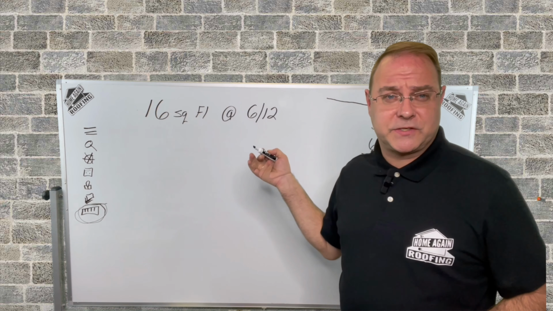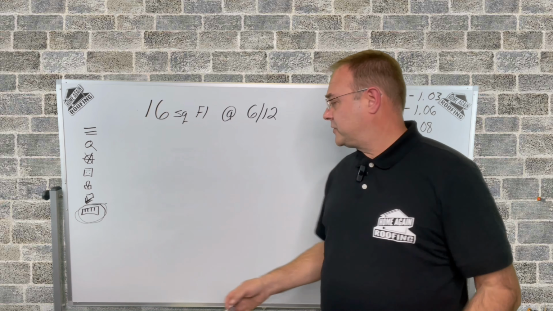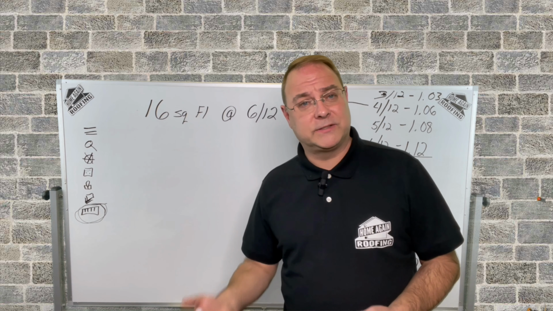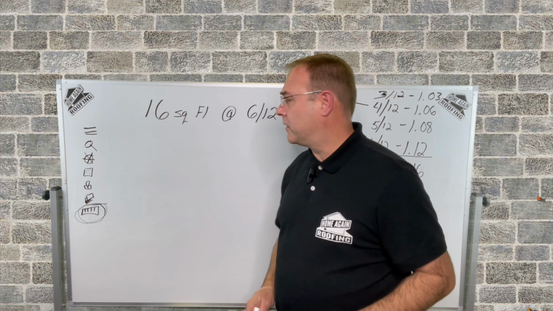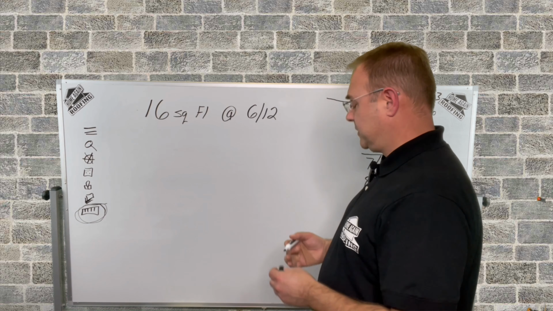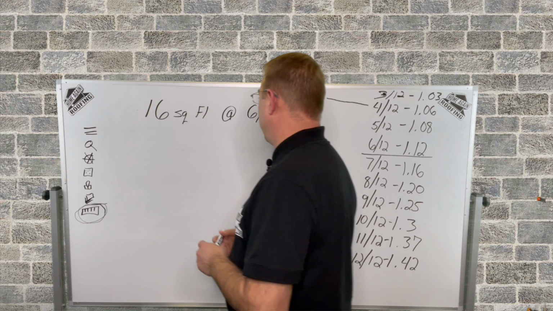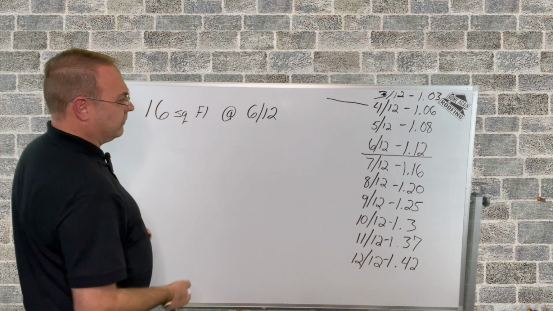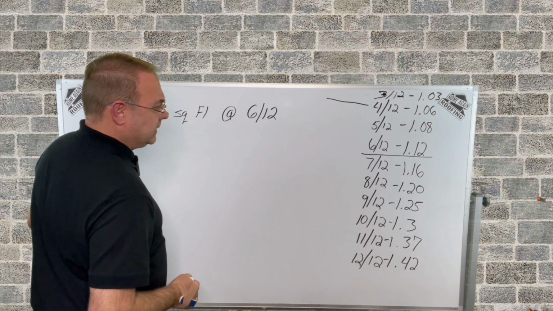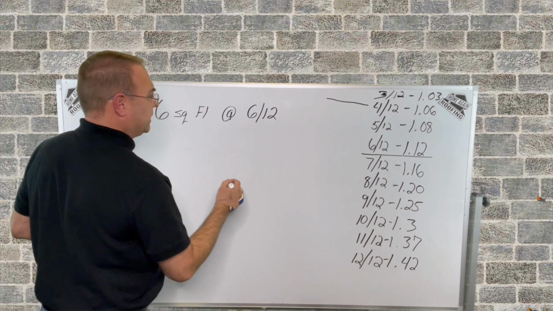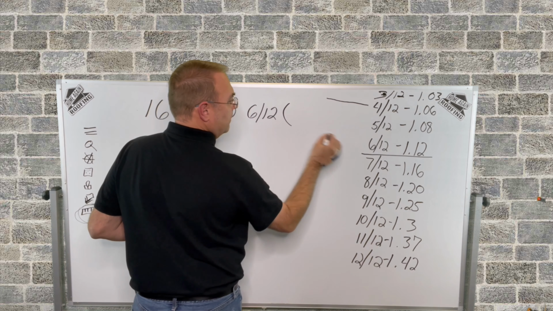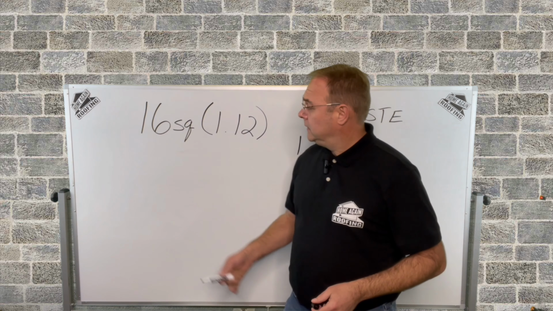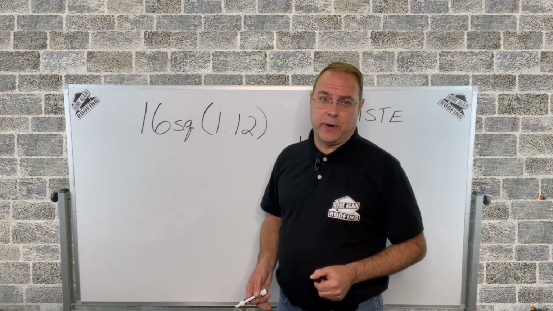If you want to just use a 6/12, know that as soon as you get past the 7/12, it's considered unwalkable, and that's going to increase the price. But we'll talk about that in a little bit. All right, so let's take our numbers here. We've got a 16 square flat roof at 6/12. So we're going to take that 6/12, which is going to give us a multiplier of 1.12.